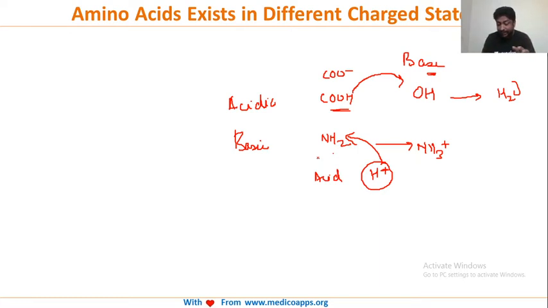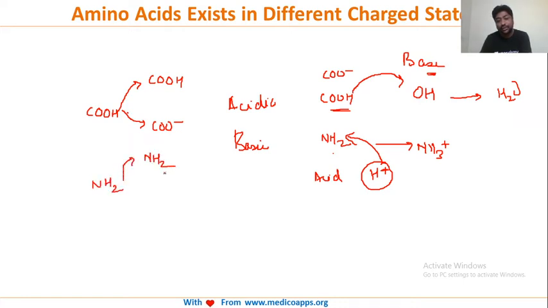Is everybody clear here? Now, if you see, the COOH group can exist in two forms, as COOH or as COO negative. And the NH2 group can exist as NH2 and also as NH3, depending upon the pH.